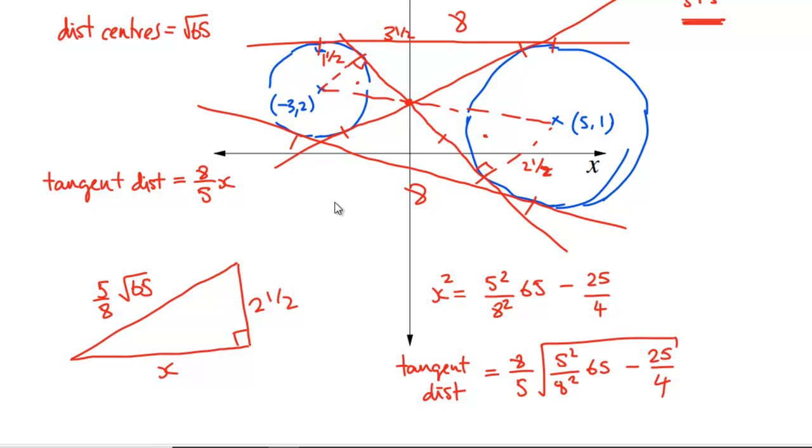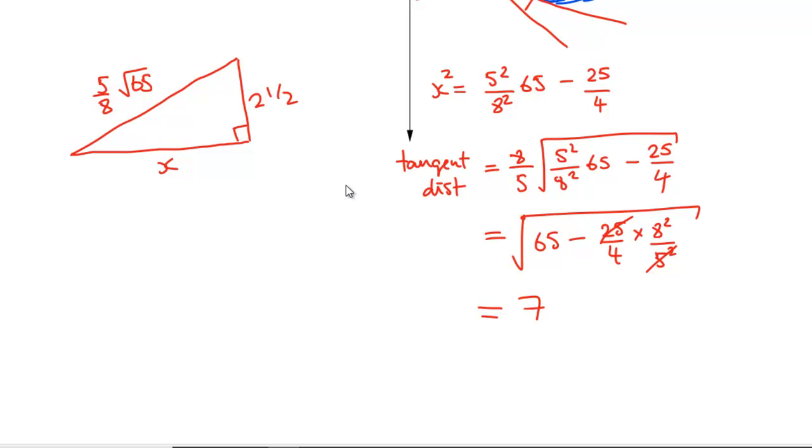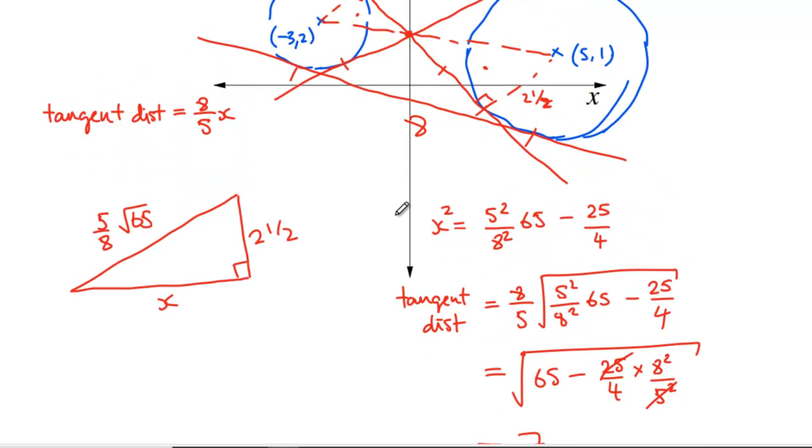Wow, okay, well, actually, no, this is going to be a lot easier if we take that. Right, I've got to scroll down again. We take that 8/5 on the inside, and it's going to cancel with the 5 squared over 8 squared. So we're going to have the square root of 65 minus 25/4 times 8 squared over 5 squared. So they're going to cancel. 8 squared over 4 is 16. 65 minus 16 is 49. So we get 7. Right, so that's come out really nicely in the end.